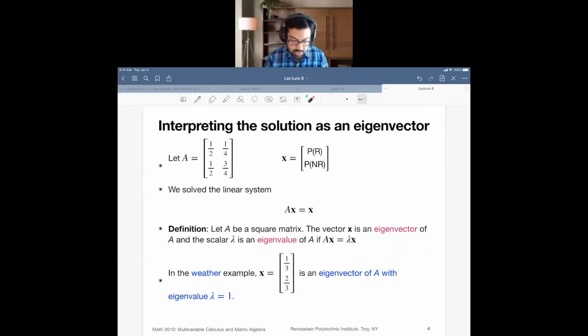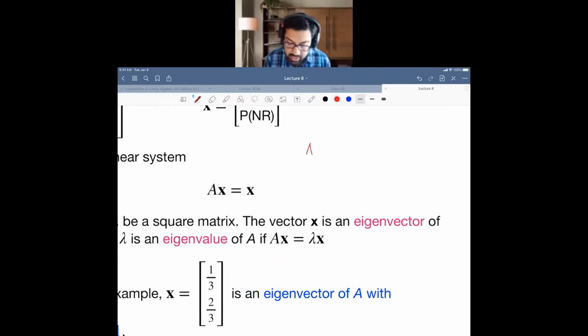In this case, lambda will be called the eigenvalue, and x, if it satisfies this equation, will be called the eigenvector. So in our weather example, the probability of rain and no rain, the vector of unknowns, x, had one solution, which was 1/3 and 2/3. That is going to be an eigenvector of A with lambda equals 1. So our eigenvalue for A was 1, and the eigenvector of A was 1/3 and 2/3. You can check that by multiplying A by x. Will I get the same x or not? In this case, it's going to be 1x. So lambda is 1 and it satisfies, so that x is going to be our eigenvector of A.